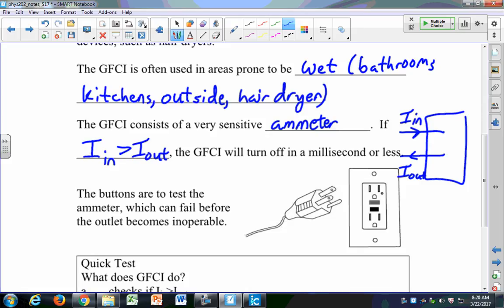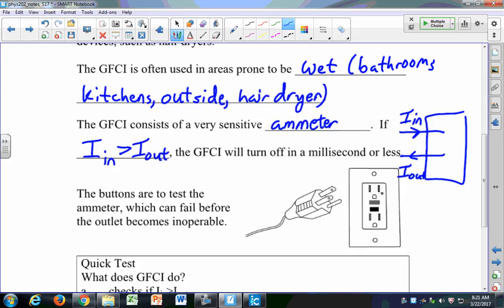It means that you're losing current somewhere, right? Not all the current that's going in is coming out. That means that current is going somewhere else. Where is it going? Into the water, or into you, even worse, right? So what this does is it always compares those two currents, and if they're ever different to within some sensitivity, then it'll turn off the circuit.